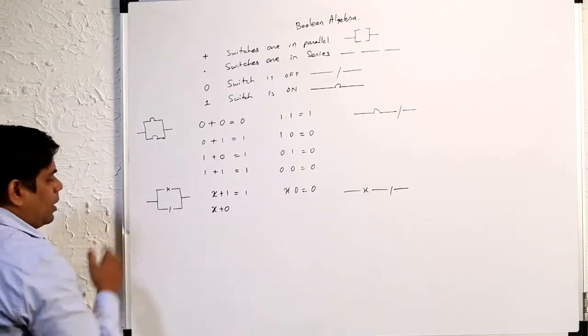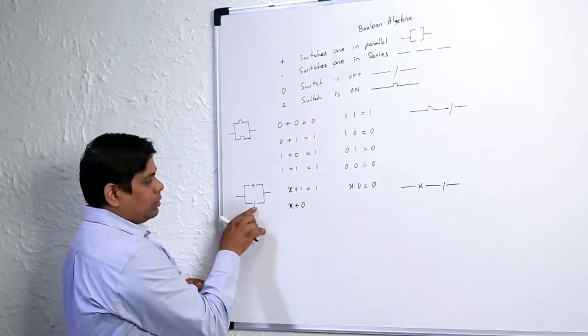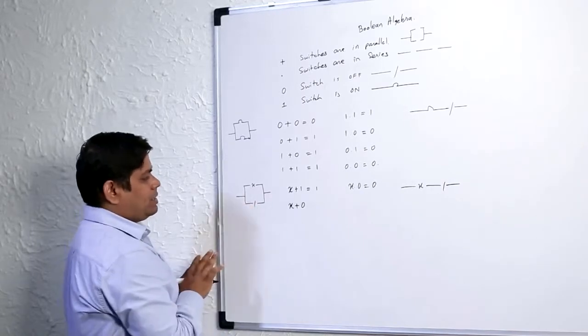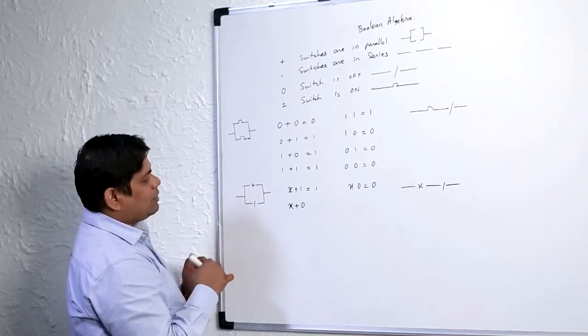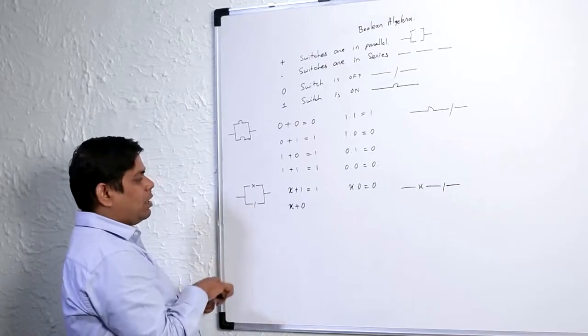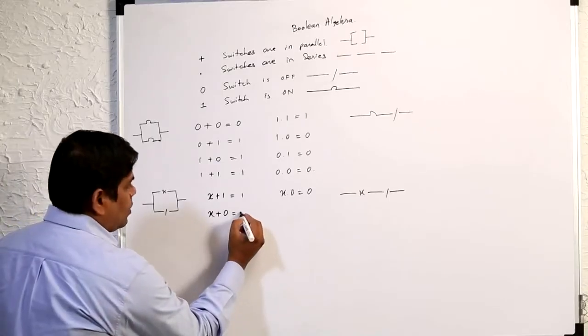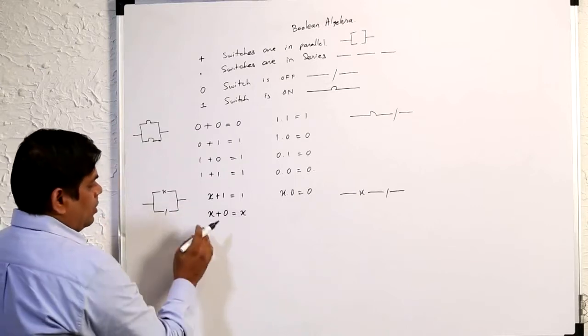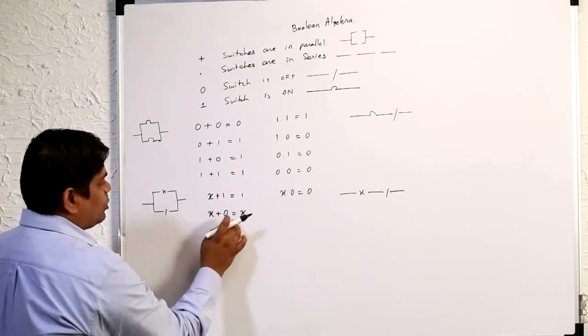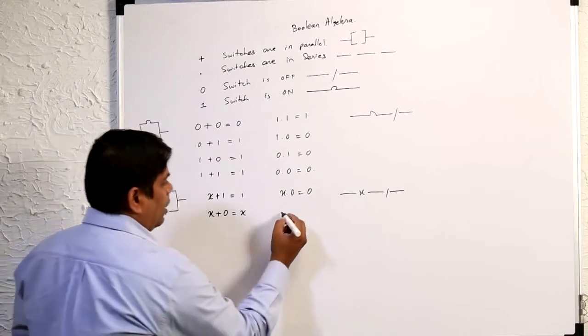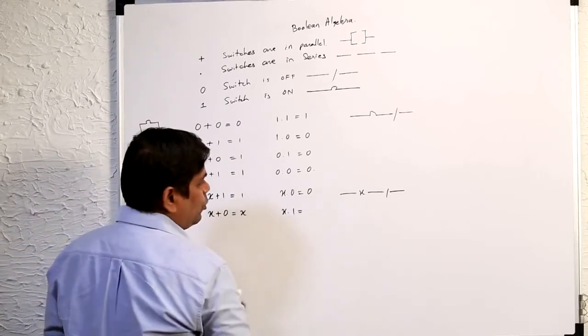Okay. If you supply current here, it's not going to take this path. It depends on the state of x whether it will supply current or not. That means it will supply current only if your x is on. So that means the diagram will look like x plus 0 is going to be x, and now x dot 1 is going to be, now let's see that.